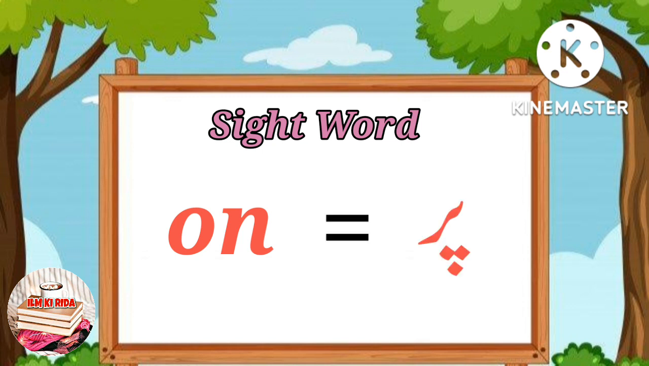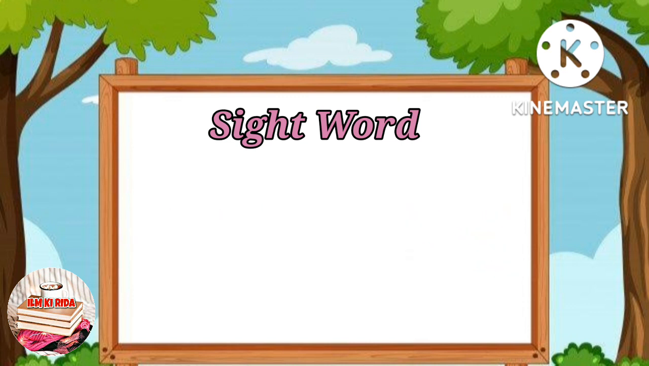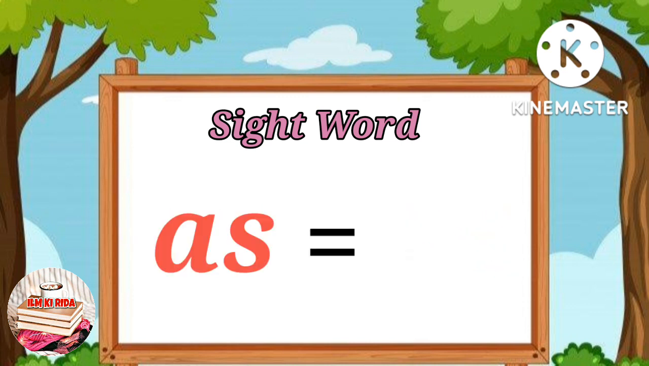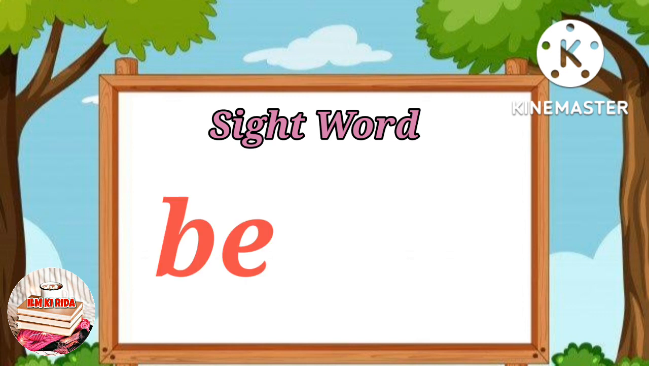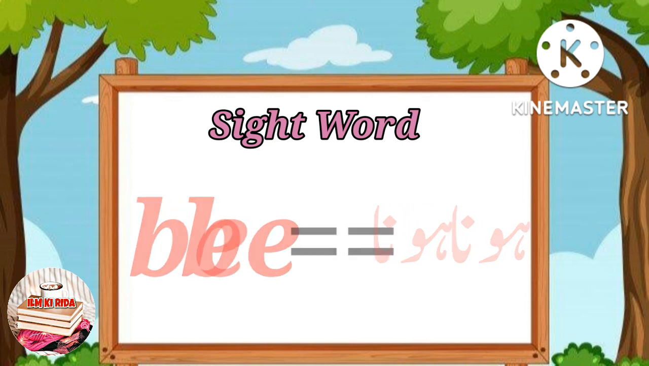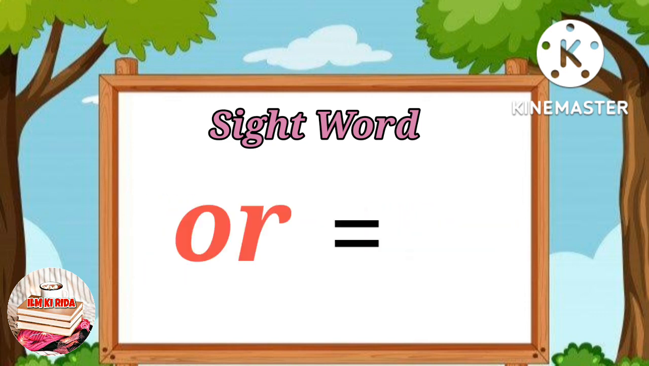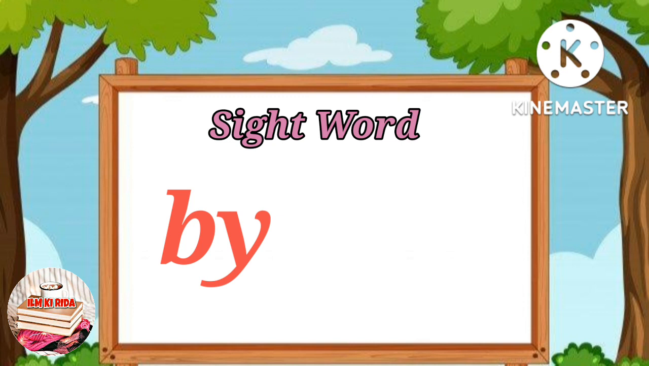On, meaning par. As, meaning जैसे. At, meaning पर. Be, meaning होना. Or, meaning या. By, meaning जरिए.